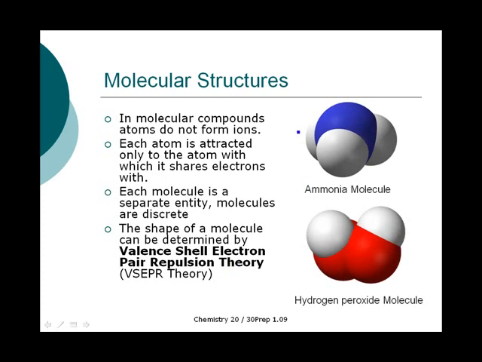And so what this shows us is an ammonia molecule. It consists of only 4 atoms, 1 nitrogen and 3 hydrogens, and that's it. This is a discrete unit. In a sample of ammonia, there are millions and millions of discrete ammonia molecules.